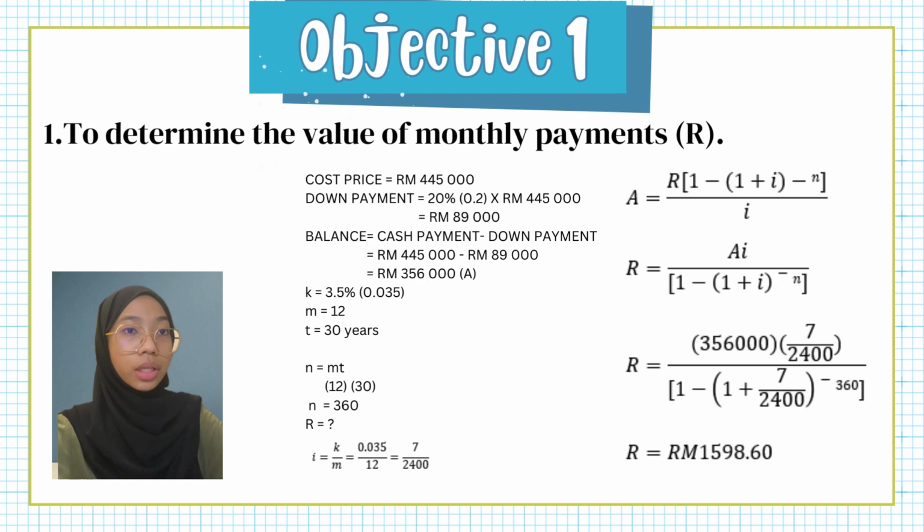So for this, we need to use the formula R equals A multiplied by I over in bracket 1 minus in bracket 1 plus I, the negative to the power of N. So we just put all the information in the formula. So R we get 1,598 ringgit and 60 cents.